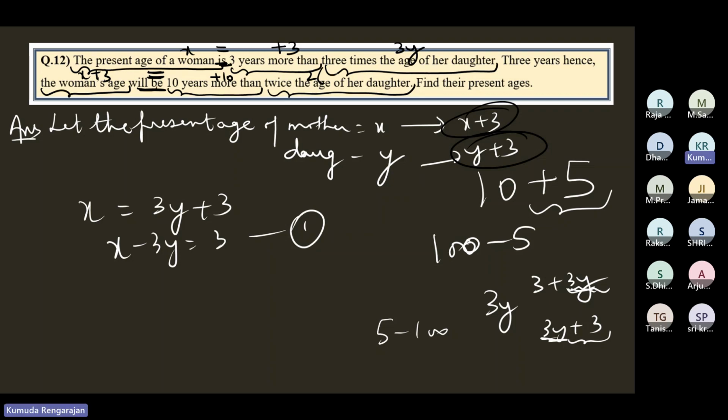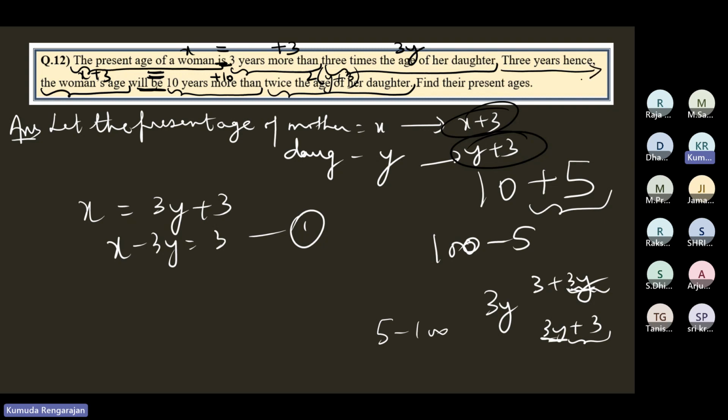Are we in the present or we are in the future? 3 years into the future. So in the future, what is the daughter's age? Y plus 3. Correct. So Sashank was right. Rakshita was right. Somebody said y. That's why I said listen to me. We are not in the present at all. Then how will the daughter's age be y? We are already 3 years into the future. So at that time, what is the daughter's age? Y plus 3. See, the question is taking us into the future.